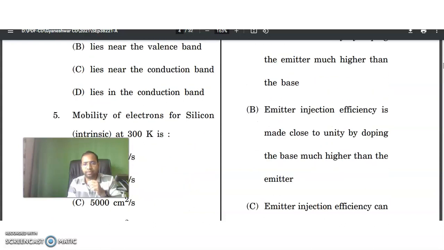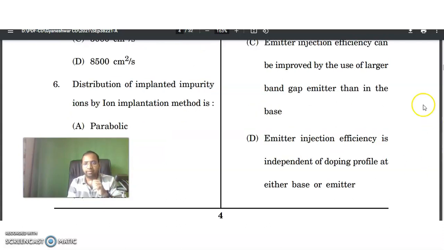And if you go to option B, emitter injection efficiency is made close to unity by doping the base much higher than the emitter. If you make the base much more heavily doped than the emitter, then base current will be more. Then automatically, the charge carriers going to the collector will be very, very few. Then how can you get emitter injection efficiency close to 1? You don't get it, right?